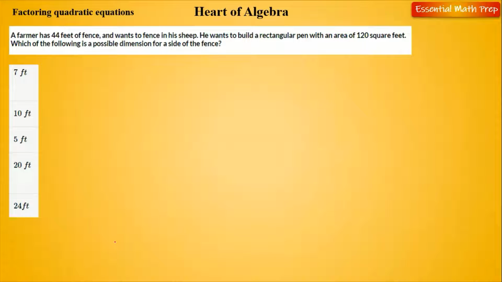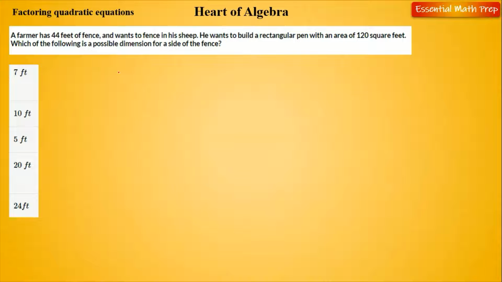Okay. A farmer has 44 feet of fence and wants to fence in his sheep. He wants to build a rectangular pen with an area of 120 square feet. Which of the following is a possible dimension for a side? Now the 44 feet is actually the perimeter. If you carefully read it, a farmer has 44 feet of fence. That means it's talking about the entire length of the fence covering the outer area of the farm that he has. So we don't know what the length and width are. That's what it's asking for.